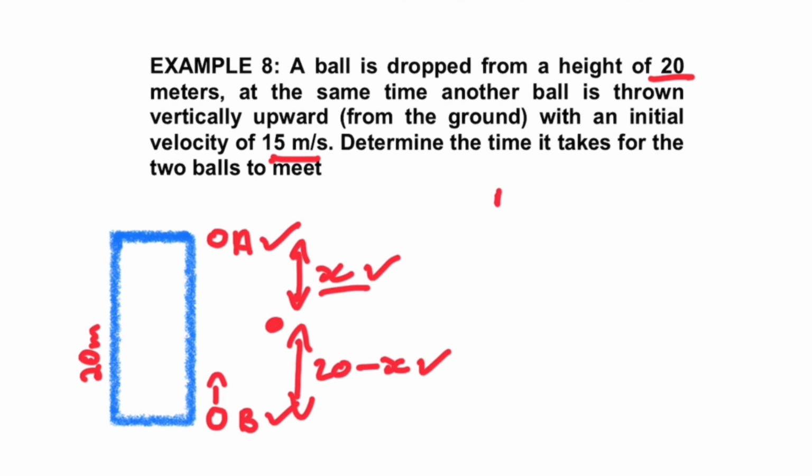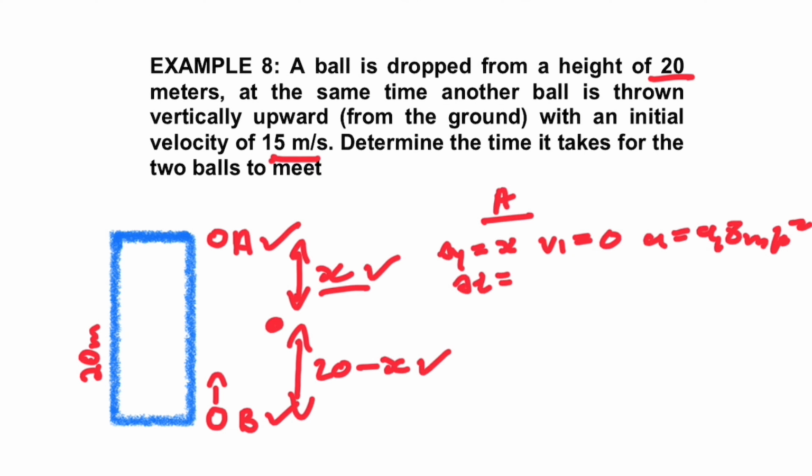Let's pay our attention to A first. So for A, we have delta y, which is equal to x. It is being dropped, so Vi is equal to 0. The acceleration is 9.8 meters per second squared. What else do we have? We are interested in the time. The equation that we're going to use, we're going to say that delta y is equal to Vi delta t plus a half acceleration delta t squared.